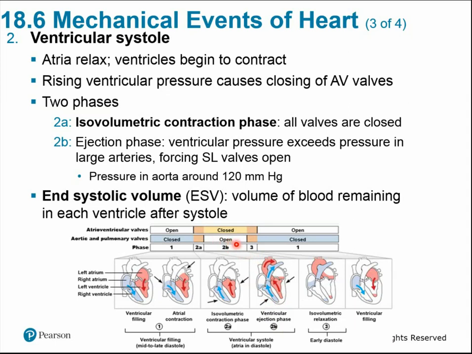So our end systolic volume would be the volume of blood that's left over in each ventricle after contraction. Right. So no matter how well our heart's able to pump blood, there's always going to be a little bit of residual blood left behind. So this is our end systolic volume. You see there's just a little bit left over in the ventricles that'll contribute to the next round of ventricular filling.